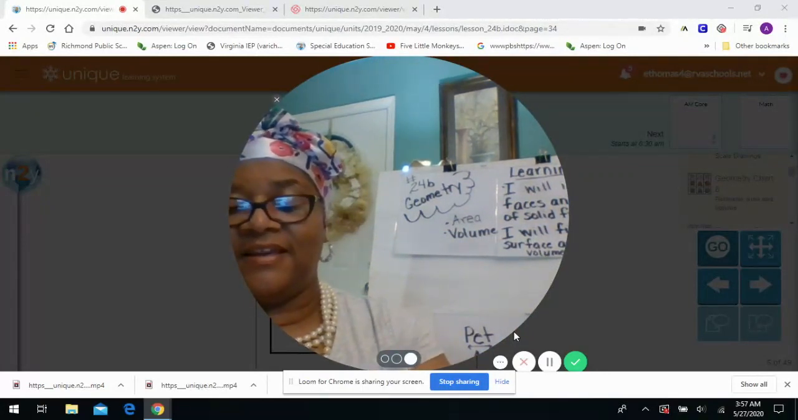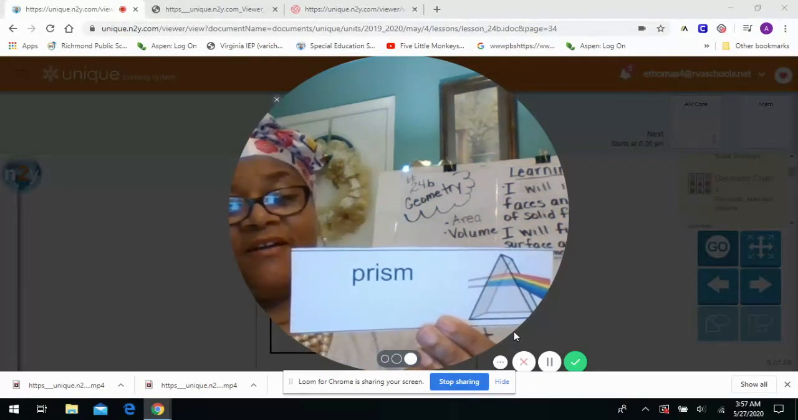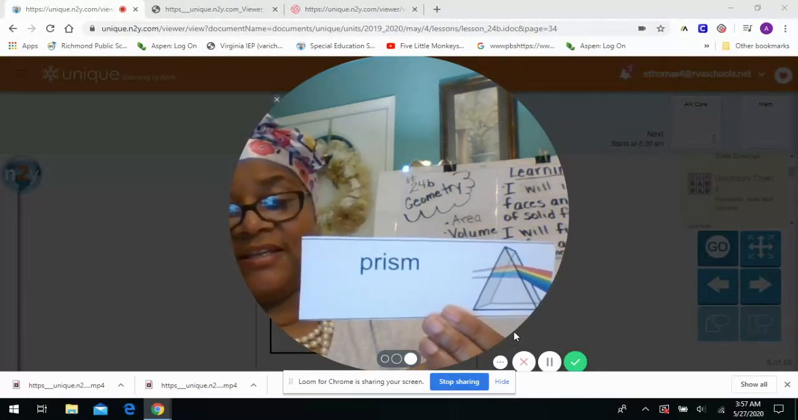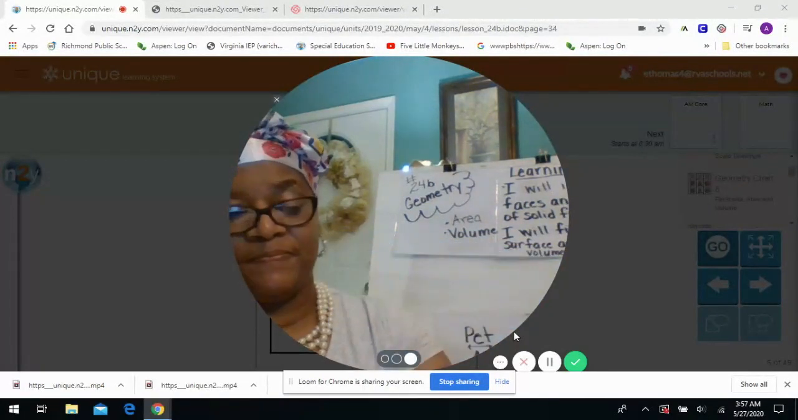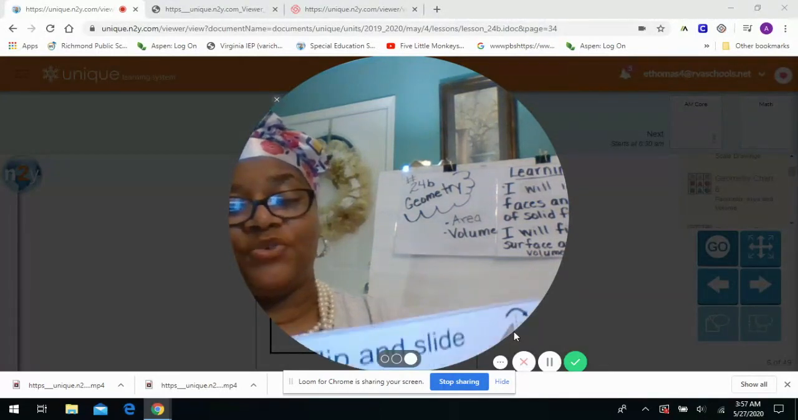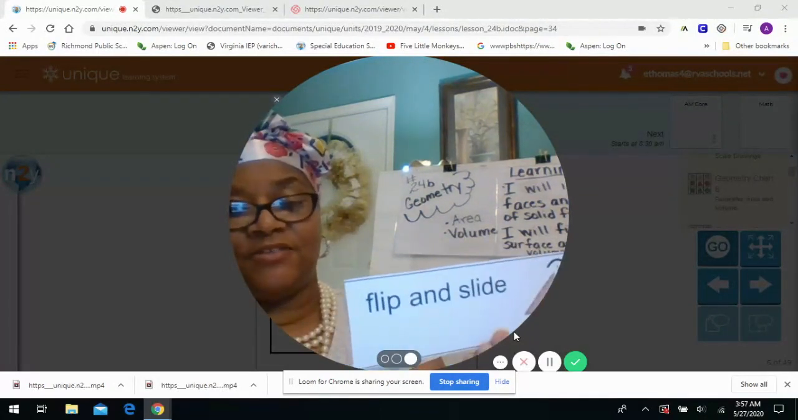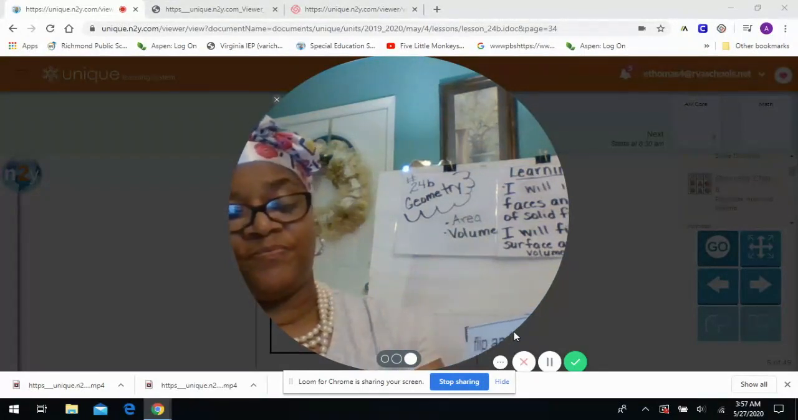All right, and then we have another word for prism. The two bases and all the sides are rectangles, and it's a transparent object, a prism. Okay, so we have flip and slide. Turn it over. You can flip it and turn it over. Flip and slide.